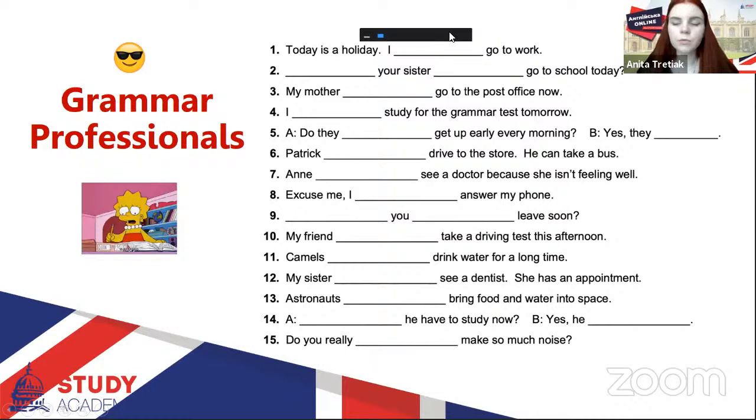And let's start with number 1. I'm going to read the first one, and as usual, you need to write the number and the answer just right there. So let's start. Today is a holiday. I go to work. We need to say if it's have to, has to, don't have to, or doesn't have to. So guys, what do you think? Just write the comments, number 1, and the answer.